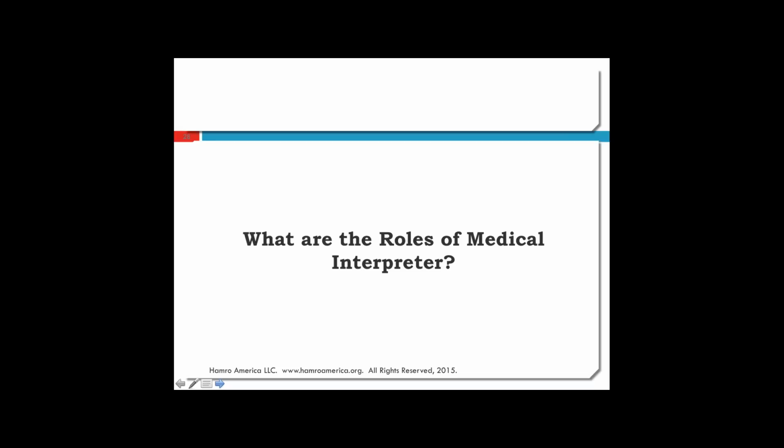So what are some of the roles of the medical interpreter? So the basic purpose of the interpreter is to facilitate understanding and communication between people who are speaking different languages, right? So that is the basic purpose of the interpreter.